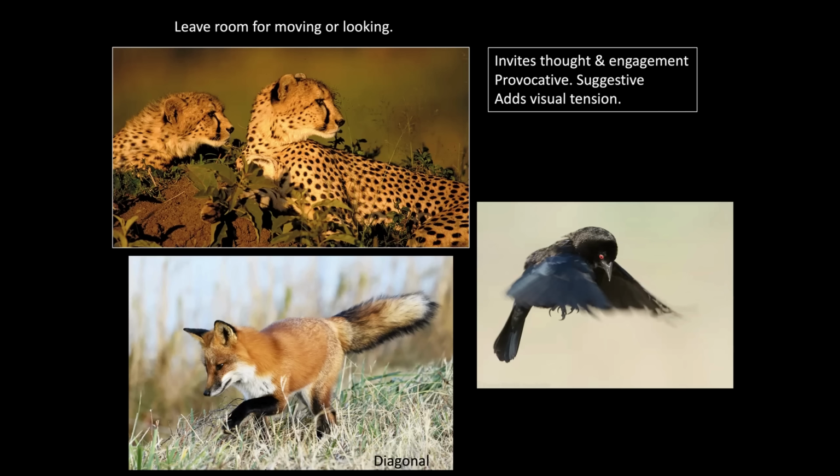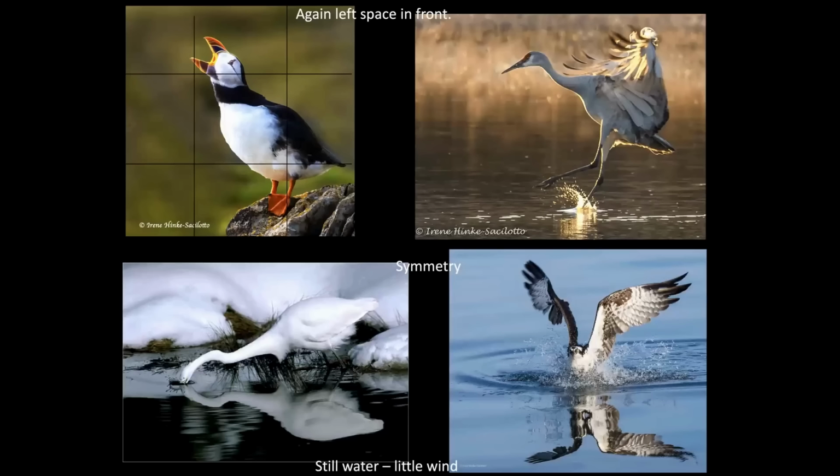I don't know what it is, but it engages my thoughts. I think about, is it a little mouse? I don't know. I like the angle. I like that diagonal from the tail towards the nose. In the upper image of the puffin, I've got more room above and I've got more room in front of him. That's one of my guidelines.